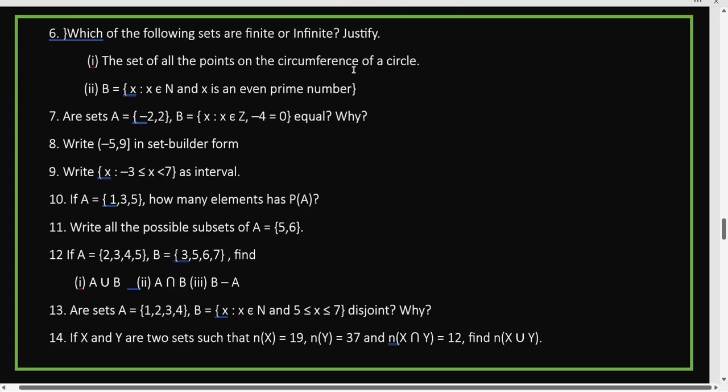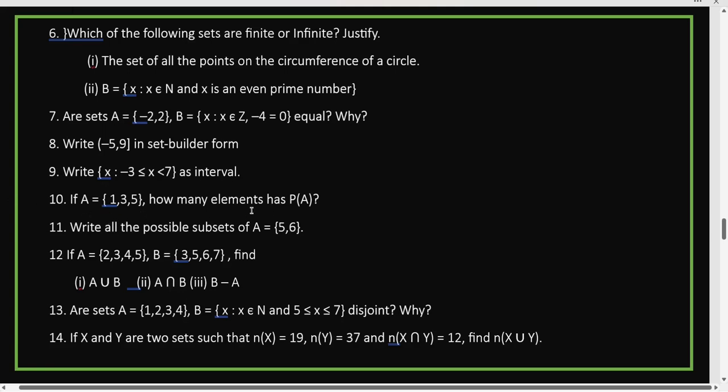Whether this set is finite or infinite, justify your answer. Whether these are equal or not, you have to check equality. Write this in set builder form. You know very well, the interval notation. You have to write it in set builder form. Write this as an interval. This is also there. The ninth is the opposite of the eighth question.